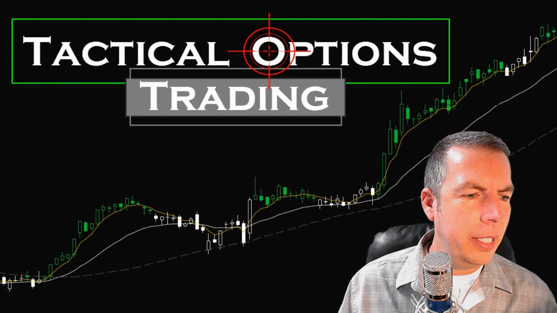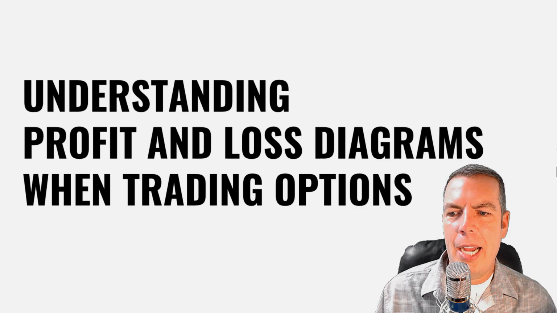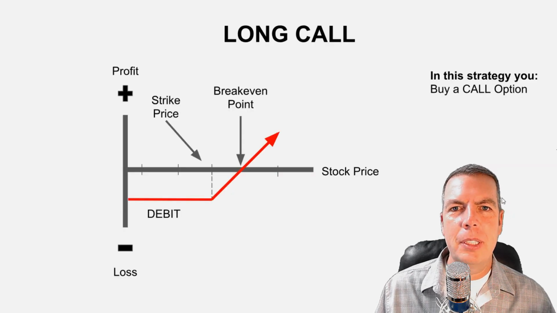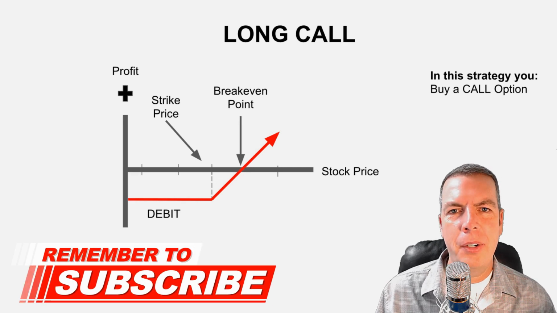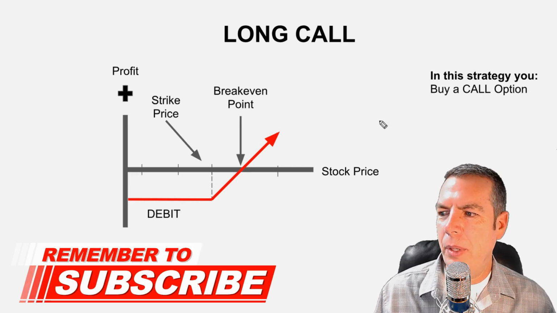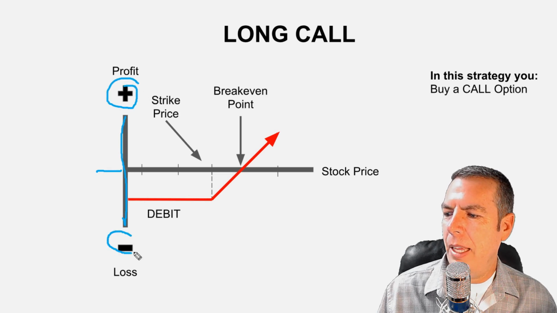So today I wanted to take a look at understanding profit and loss diagrams when trading options. When we trade options, it's very helpful to understand where we're making money and where we're losing money, and these diagrams really help us understand where that happens. If we look at a profit and loss diagram, you can see our profit and loss line here on this side. Anything above this line would be a profit, and anything below that line would be a loss. And of course, on this line here would be our stock price.